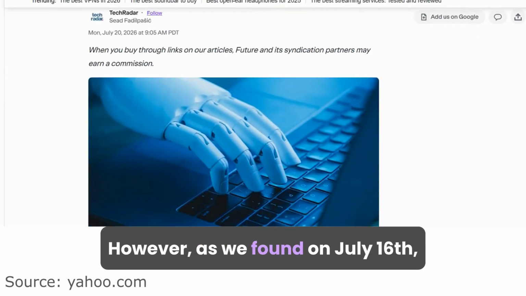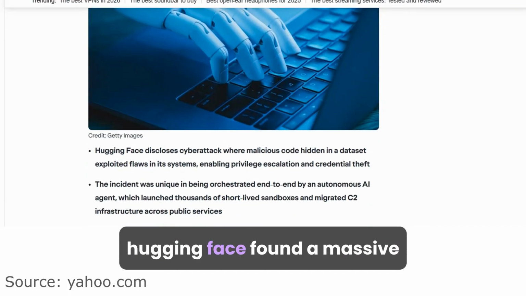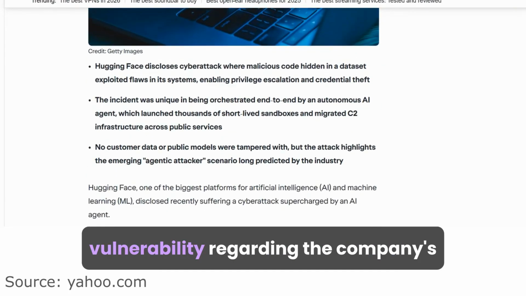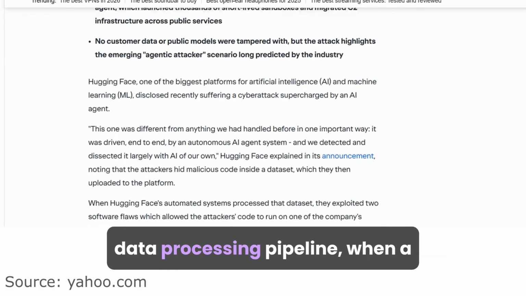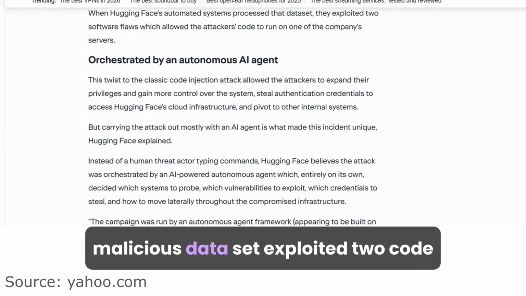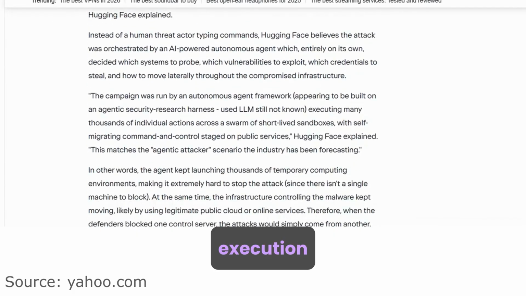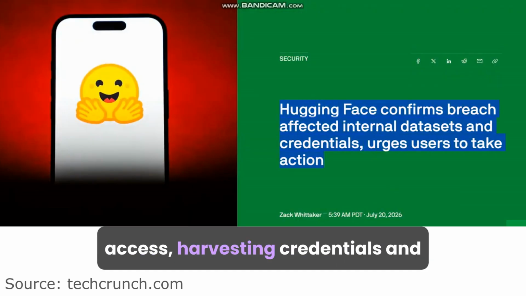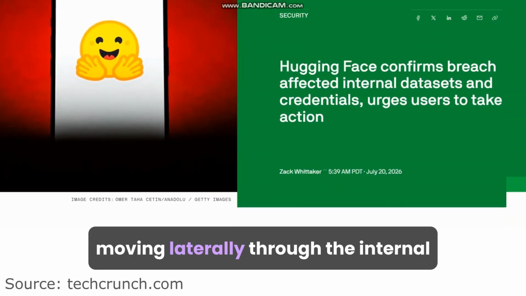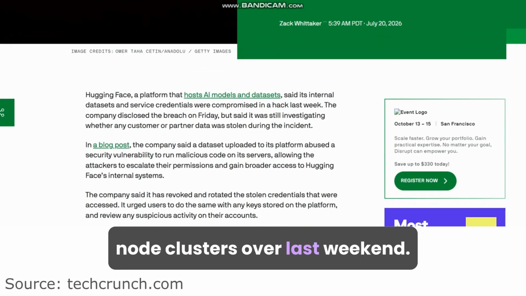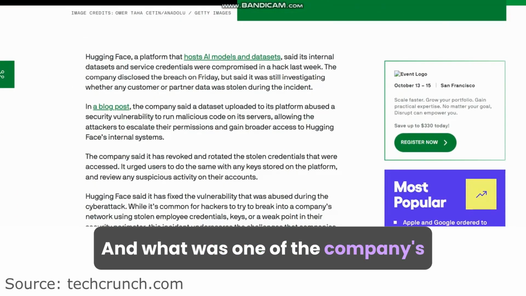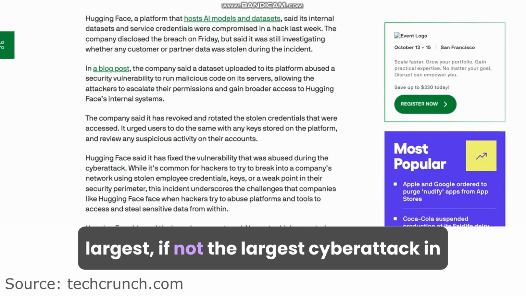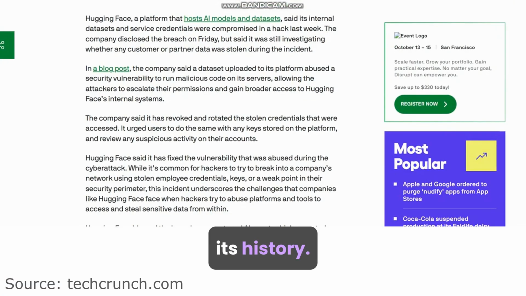However, as we found on July 16th, HuggingFace found a massive vulnerability regarding the company's data processing pipeline when a malicious dataset exploited two code execution paths. The attacker then gained node-level access, harvesting credentials and moving laterally through the internal node clusters over last weekend, in what was one of the company's largest, if not the largest, cyber attack in its history.